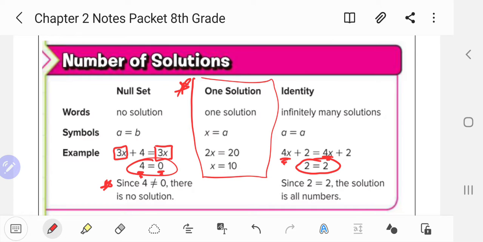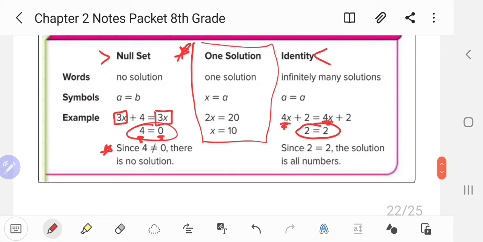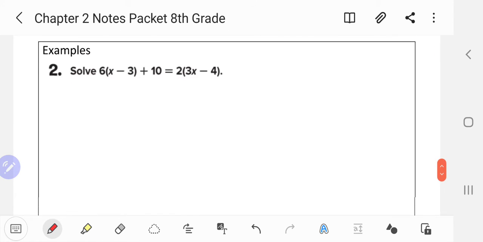All right, so these two, the variable term will cancel out completely. You'll be left with an equation that doesn't include a variable anymore. The null set, you'll have something that doesn't make sense. It's not true. So a number equals a different number. And then identity, you'll have a number that equals itself. All right, let's give some examples.